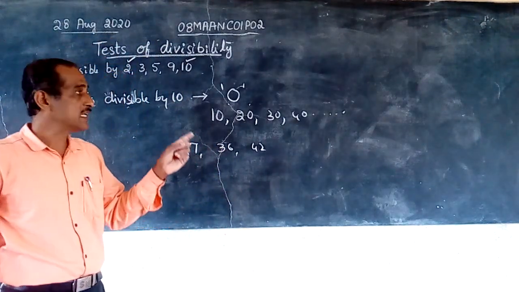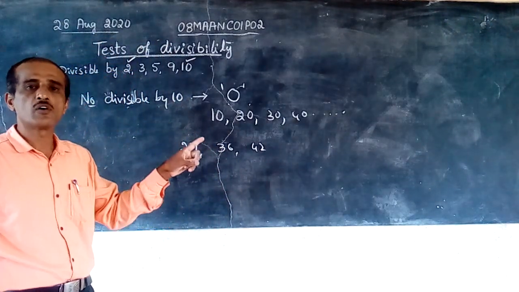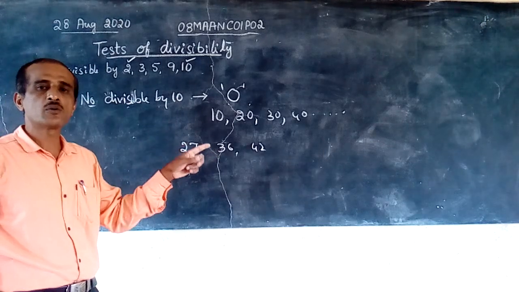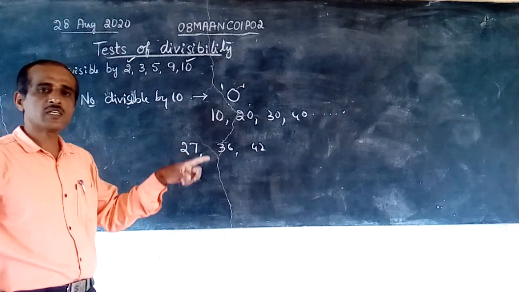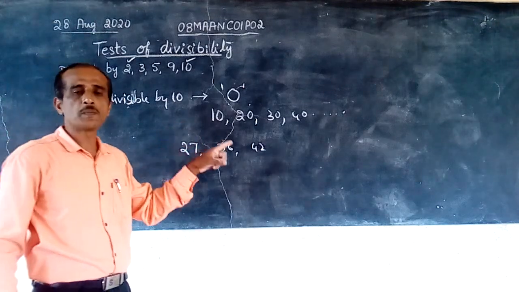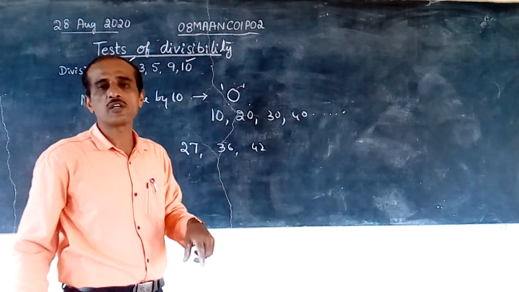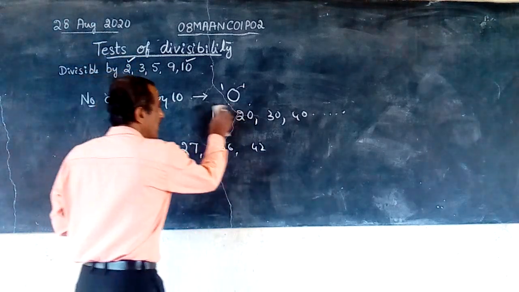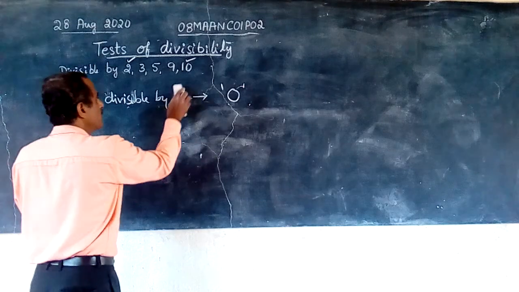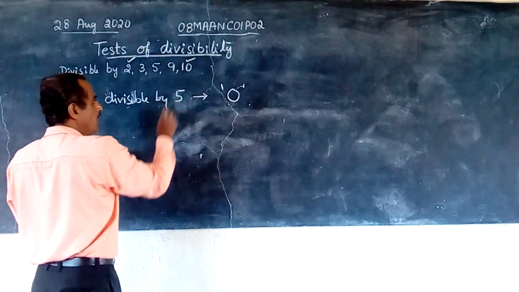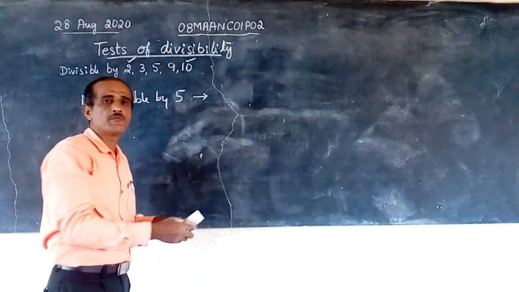Remember, if the digit in the unit place is non-zero, that means other numbers 1, 2, 3, 4, 5, 6, 7, 8 or 9, then that number is not divisible by 10. So remember. Next, a number which is divisible by 5. See how to check a number is divisible by 5.